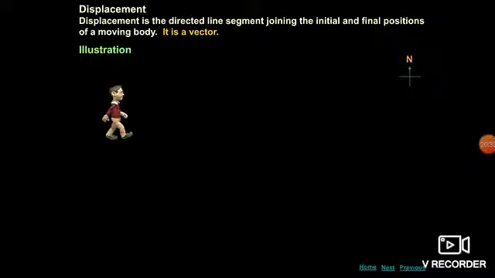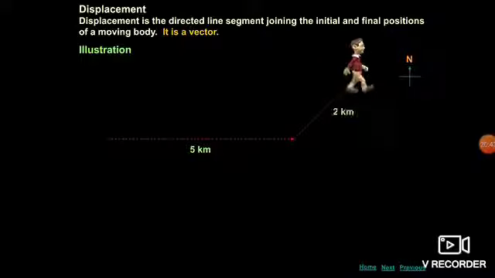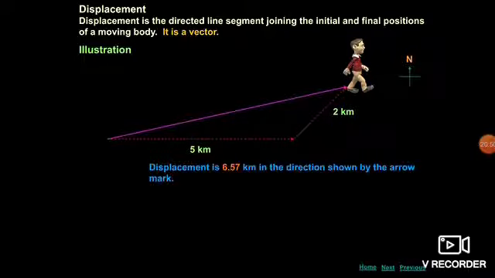Illustration: you can see there is a man, again walking straight 5 km, then he has gone 2 km. Now displacement will be the straight line from the starting to the final position. So displacement is 6.57 km in the direction shown by the arrow mark. If you measure this length, it is going to be 6.57. It is not 5 plus 2 now.